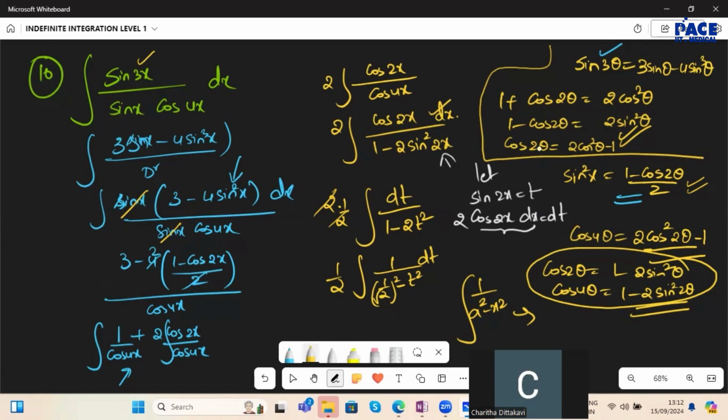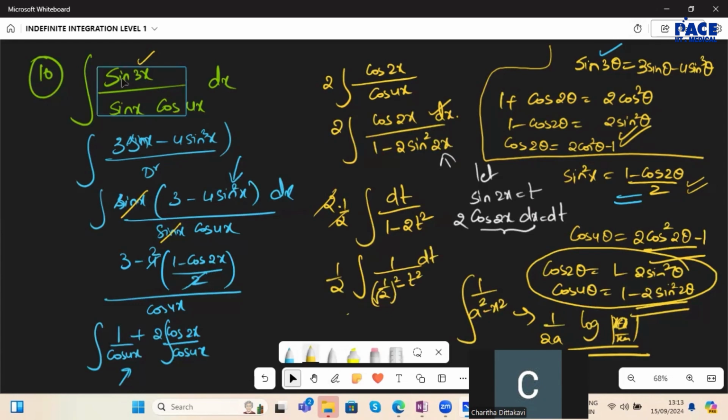1 by a square minus x square, which is nothing but 1 by 2a log mod x plus a by x minus a, isn't it? So that part is what you can continue from there, but replace your t with the suitable substitutions at the final stage, which I am not doing, which you need to continue. Done? So did you all understand what we have done here?